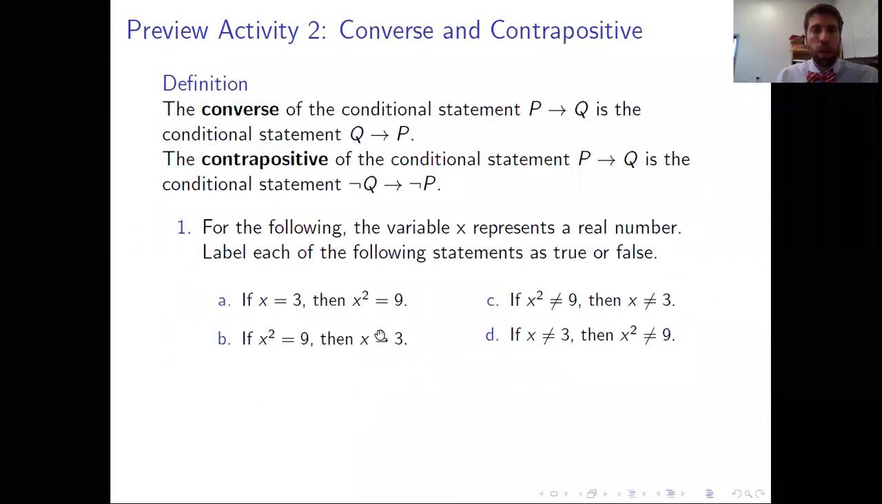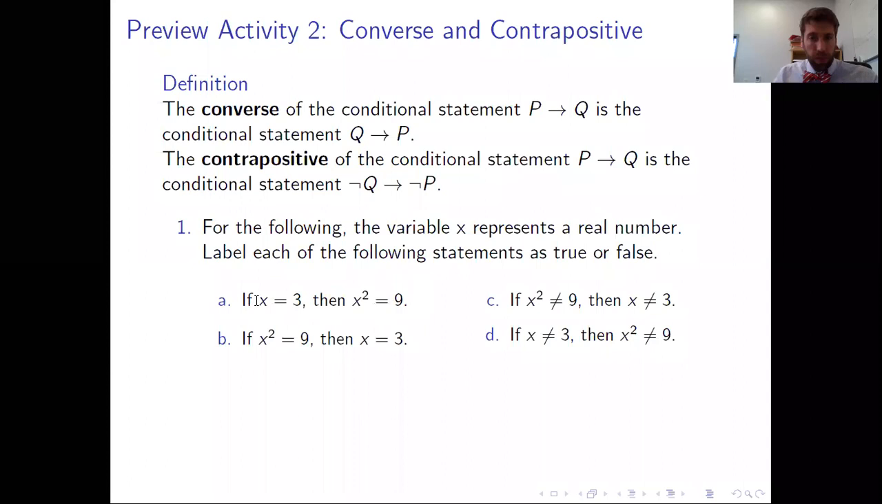Now, preview activity number 2 introduces the converse and the contrapositive. So if you have a conditional statement, P implies Q, then the converse is a swap, Q implies P, and the contrapositive is not Q implies not P. So for number 1, we're asked to find the truth value of these 4 statements.